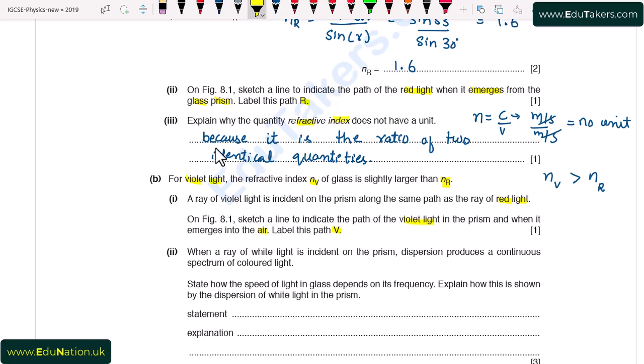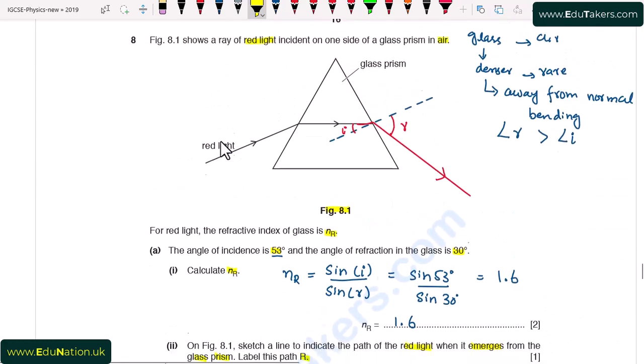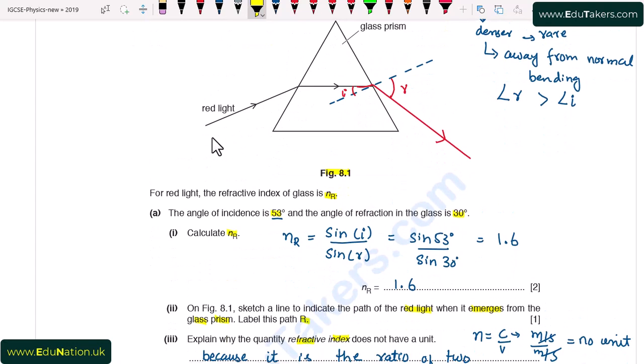So going back to the diagram, here we have to draw the path for violet light. First of all, this ray is actually R. We have to label it with R. Second, we have to draw the same ray, but it is for violet light. So for the case of violet light, it is given that the refractive index of violet is greater than the refractive index of red light.